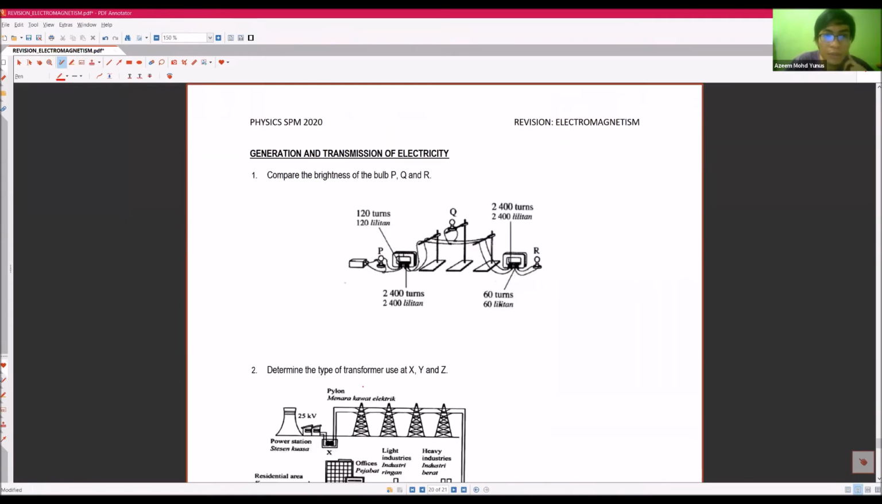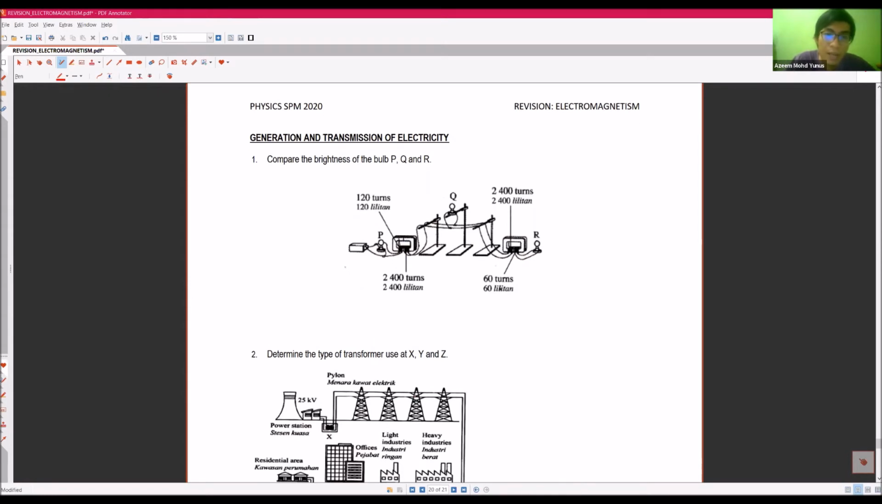Okay, so let's move on to the next topic, the use of transformers, which is basically the application of transformers: generation and transmission of electricity. Compare the brightness of the bulbs P, Q, R. So we have 120 to 2400 turns for the transformer. So this is step up. And then we have 2400 turns and 60 turns. So this is a step down transformer.